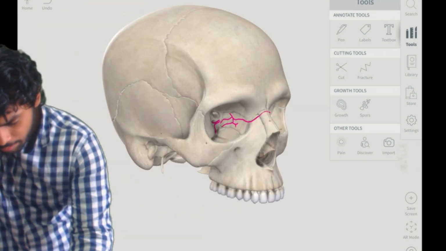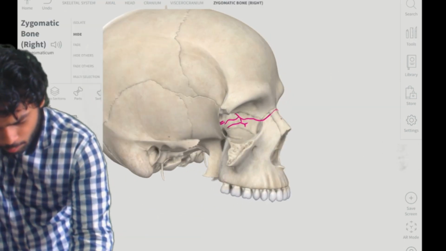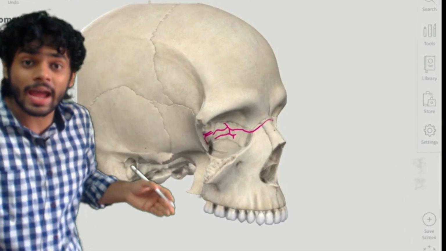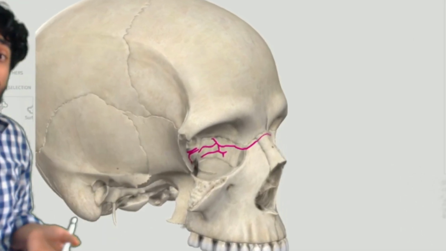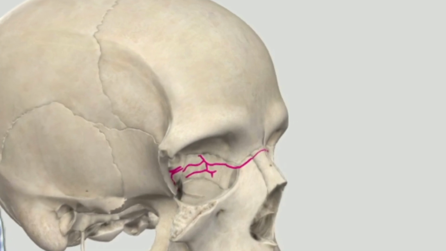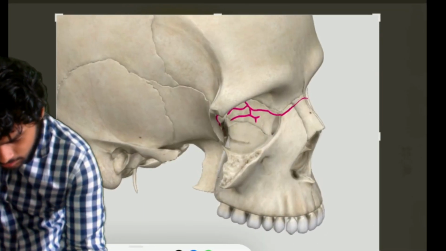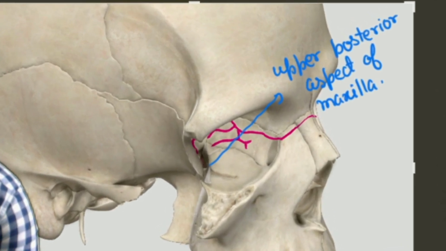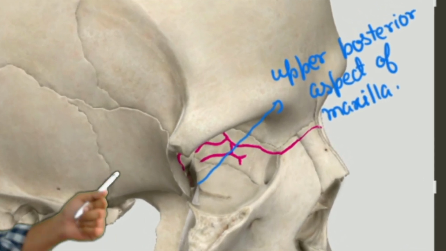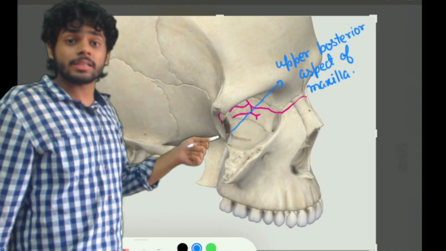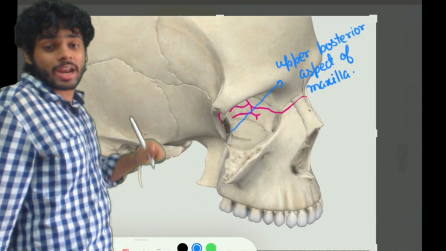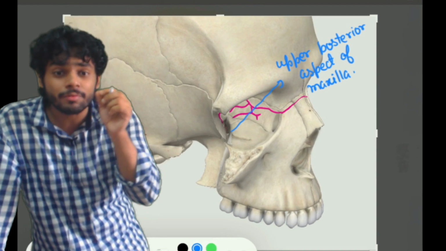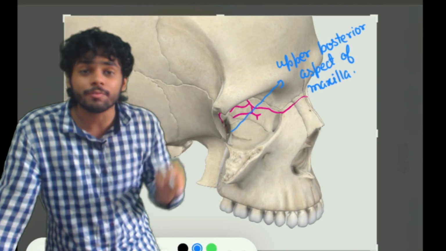Okay, now we will remove the zygomatic bone and look how the fracture is going downward and damaging the maxillary bone. Please see here, this is the upper posterior aspect of the maxilla. This is also the upper part, this is the lower part, and this is the upper and the posterior aspect of maxilla. Okay, in this region we have the sphenopalatine fossa.